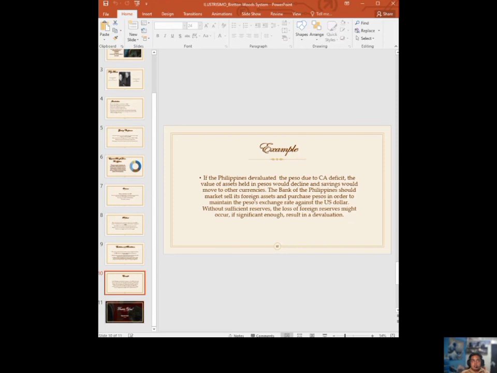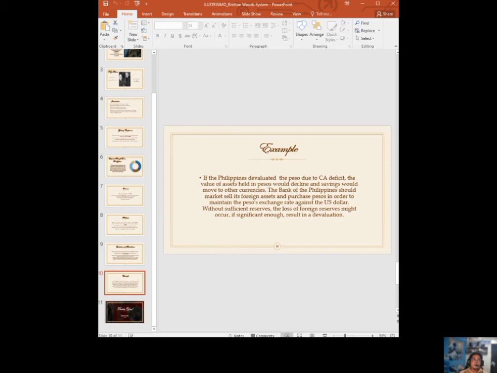So, for example, we all know that there has been an issue wherein the Philippine peso has weakened. So, if the Philippines devaluated the peso due to CA or current account deficit, the value of assets held in pesos would decline and savings would move to other currencies. The Bank of the Philippines should market sell its foreign assets and purchase pesos in order to maintain the peso exchange rate against the US dollar. Without sufficient reserves, the loss of foreign reserves might occur, if significant enough, result in a devaluation.